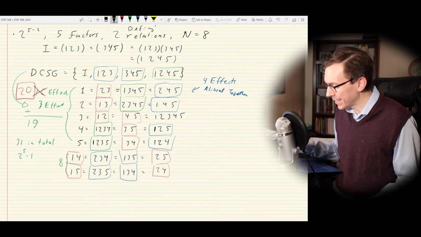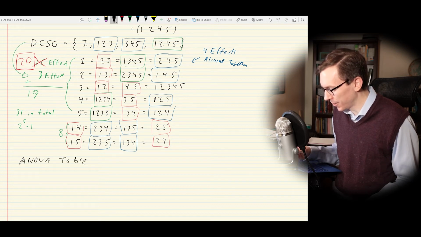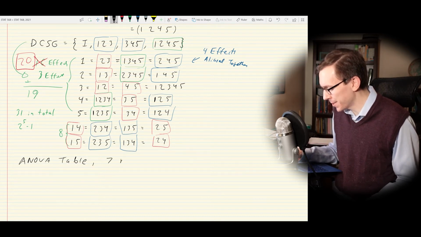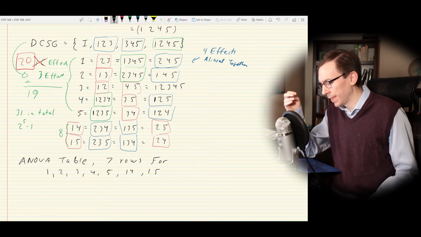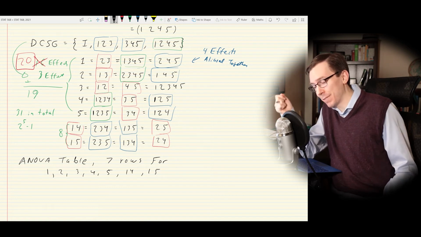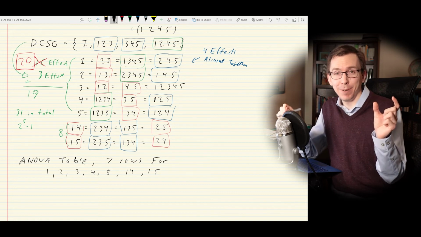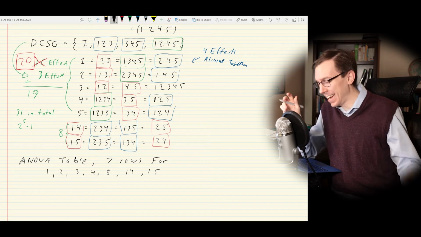So what does this mean besides looking like a terrible mess? Well, what it means is our ANOVA table will just look like, well, basically it's going to have 7 rows for 1, 2, 3, 4, 5, 1, 4, and 1, 5. So you're only going to have 7 rows, but you have to remember that they're all going to actually not just be a term, an effect, but an aliased group of 4 effects.